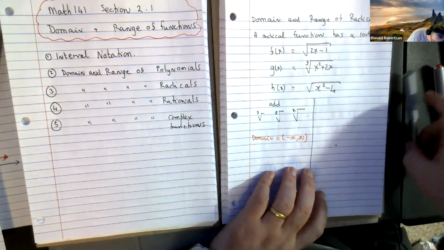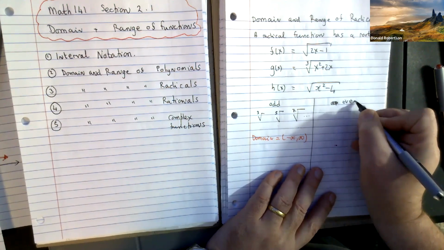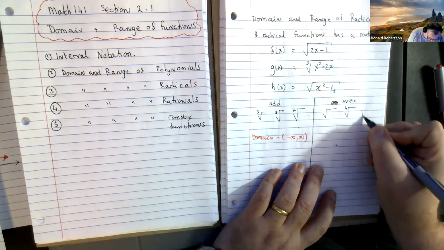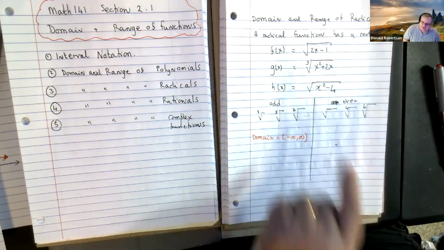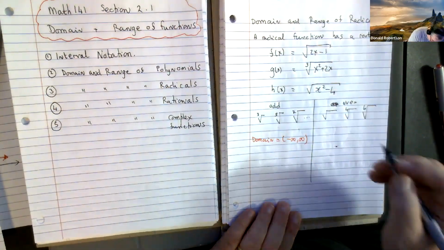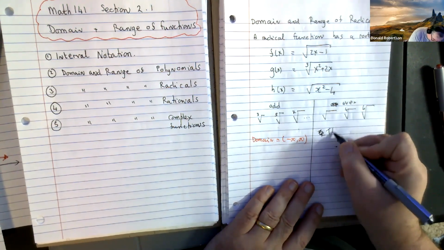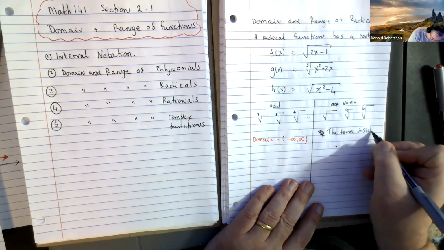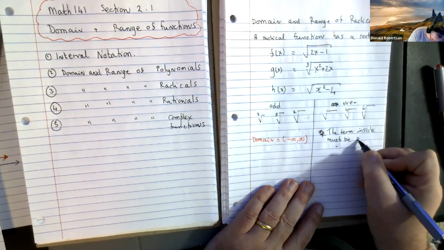Now, when the radicals are even, and what I mean by that is typically square roots, but you might see a fourth root and once in a blue moon a sixth root. When it's that situation, all bets are off. When it's a square root, the term inside must be positive.